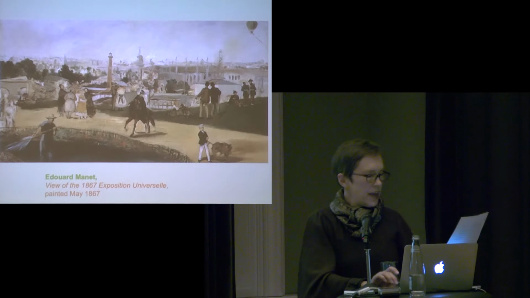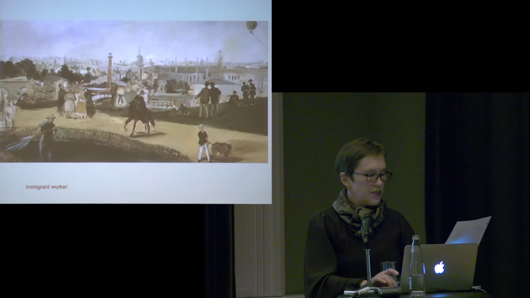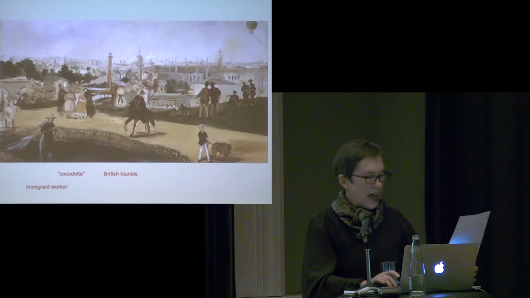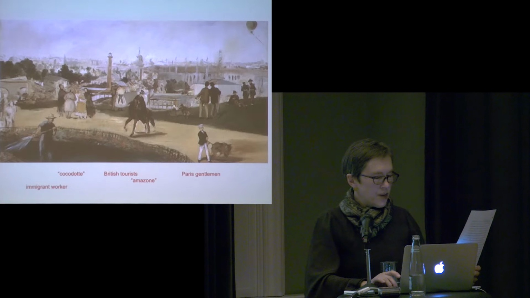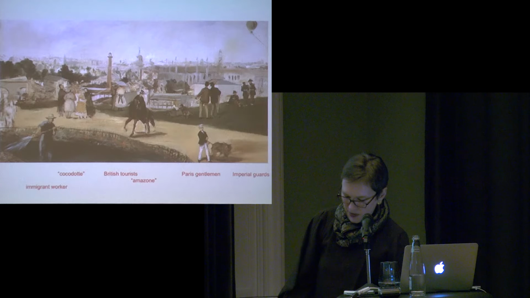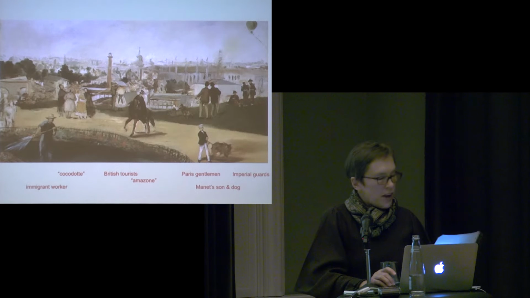What is the demographic that Manet brings out of his bird's eye view and into ours? Well, the population here includes an immigrant worker who's been hired to maintain the newly planted fairgrounds, a plump bourgeois lady next to a cocotte with her chaperone in black, 2 British country tourists gawking at Nadar's globe-shaped hot air balloon, an Amazon, or liberated woman, on her horse, 2 Parisian gentlemen, 3 off-duty imperial guards. And finally, Manet's own son, Léon, promenading with the family dog, here on the right.